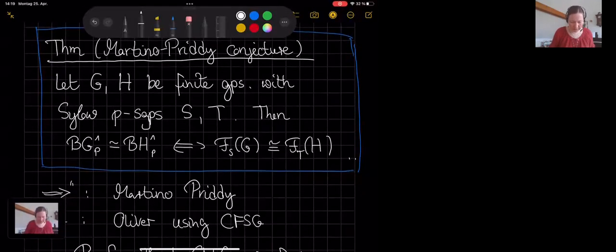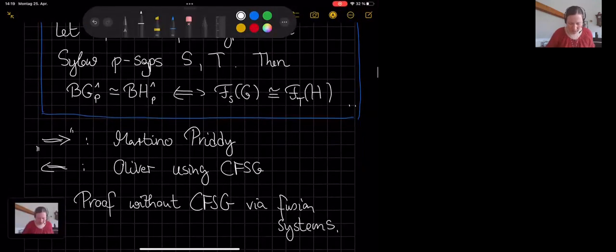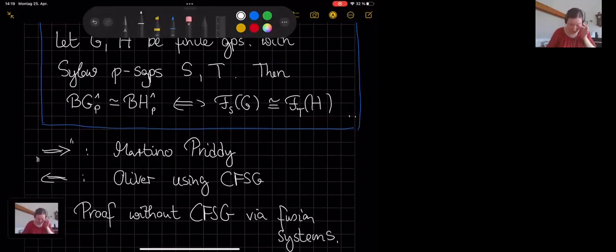So this one correct direction was shown by Martino-Priddy, and the other direction was first used by Oliver using the classification of finite simple groups. By now there's also a proof without the classification, and this uses fusion systems. I will say more about that later.